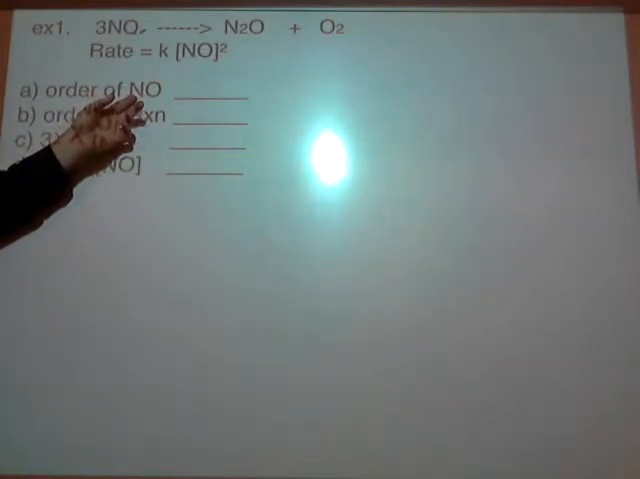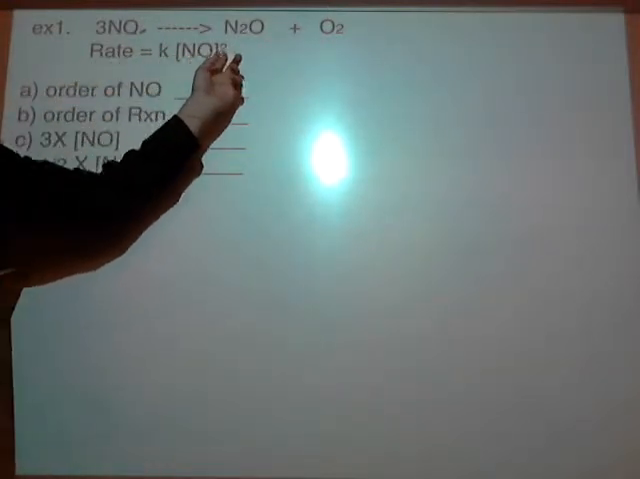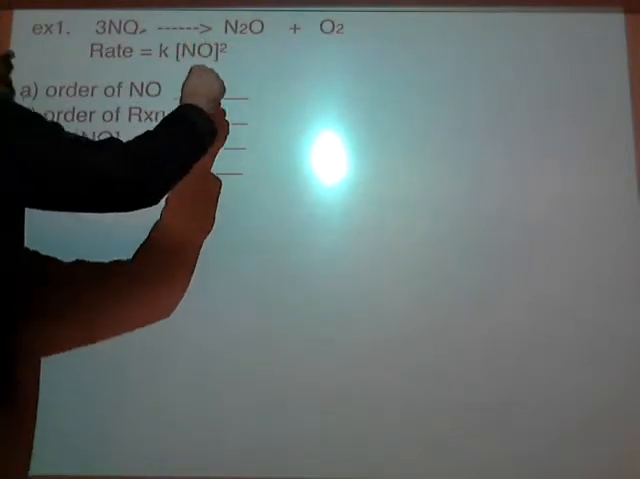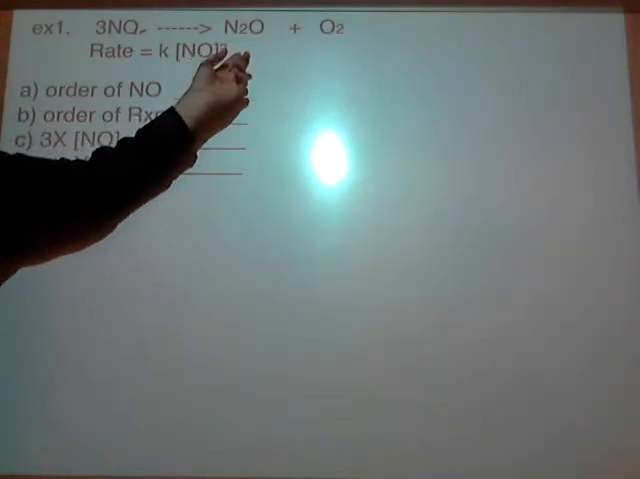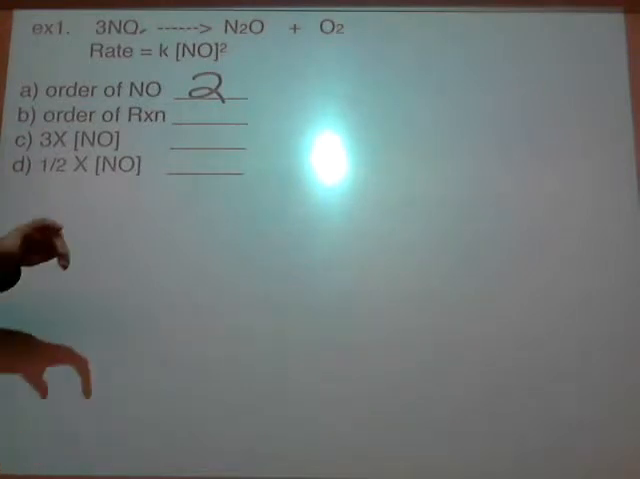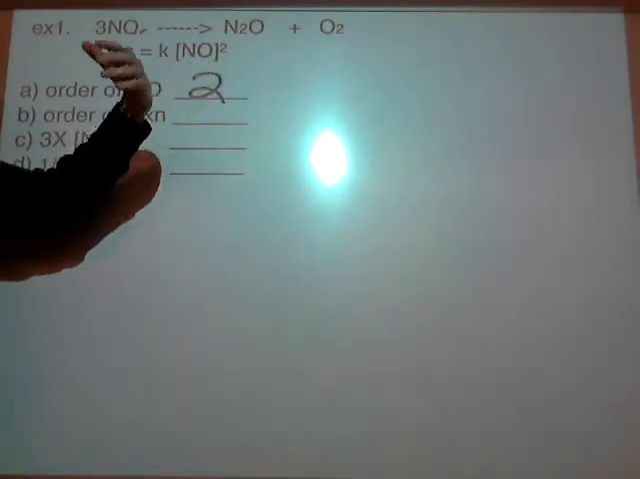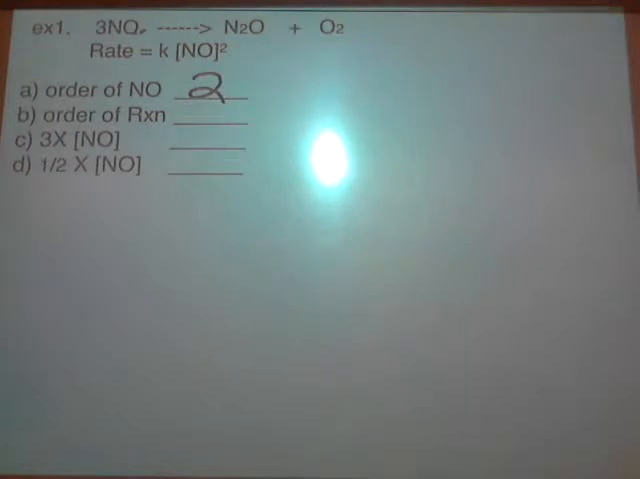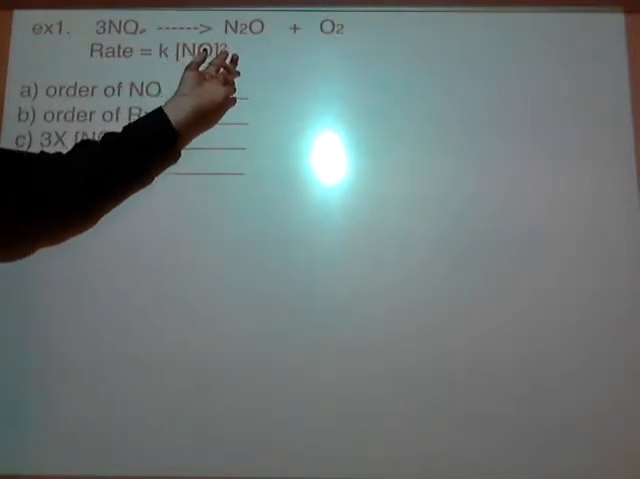What's the order of NO? You have to look at the rate law expression and look at the exponents. It's going to be second order, because its exponent is 2. The exponent is 2. The order is the power to which that concentration is raised. You see it?